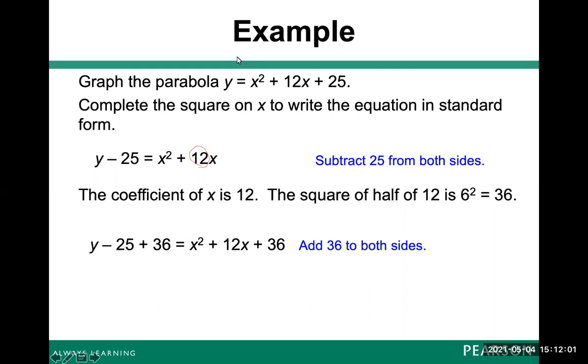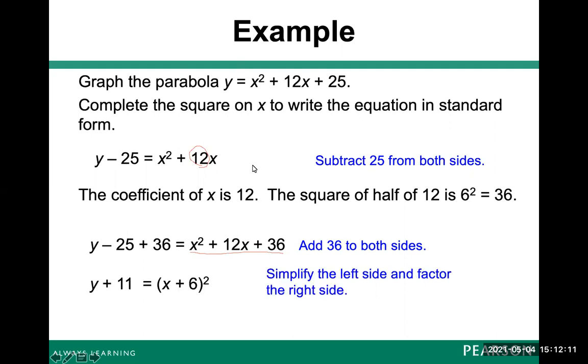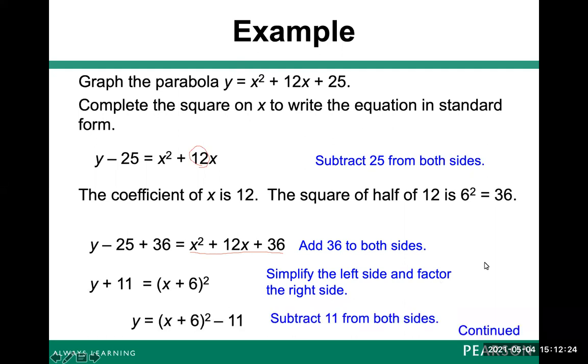Notice now that the right-hand side is a perfect square trinomial. So when we rewrite that, we get the square of x plus 6. On the left-hand side, we combine the like terms, which gives you y plus 11. And now if we subtract 11 from both sides, we get y equals x plus 6 squared minus 11.